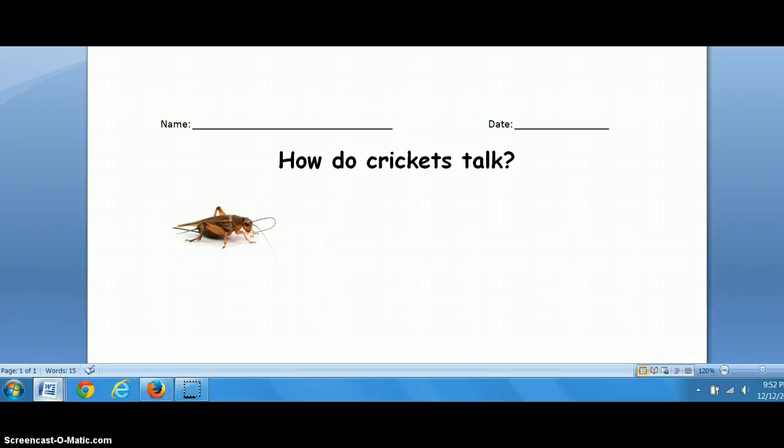How many of you have seen a cricket before? Okay. How many of you have heard a cricket talk? Did you know that crickets talk? Well, today's wonder is how do crickets talk? I want you to take this paper and I'm going to give you a couple minutes and just write down your thoughts on how you think crickets talk.